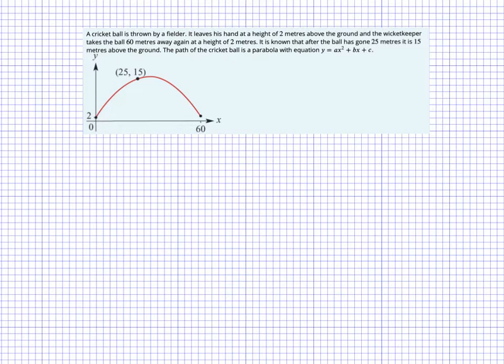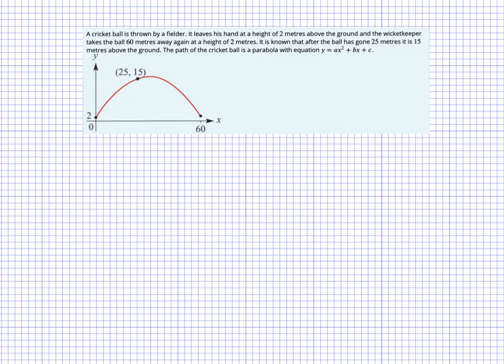All right, welcome to the next example in this module on quadratics, and it's one that I'm quite excited about. It's about projectile motion. It's about a cricket ball being thrown by a fielder. It leaves his hand at a height of 2 meters above the ground. Now, you might think to yourself, why is it 2 meters above the ground? But if you think of yourself throwing a ball, you don't throw the ball at ground height, you stand above it. Then the wicketkeeper catches the ball 60 meters away at a height of 2 meters. When it says 60 meters away, that's horizontal distance on the x-axis. That is not the path the ball follows.